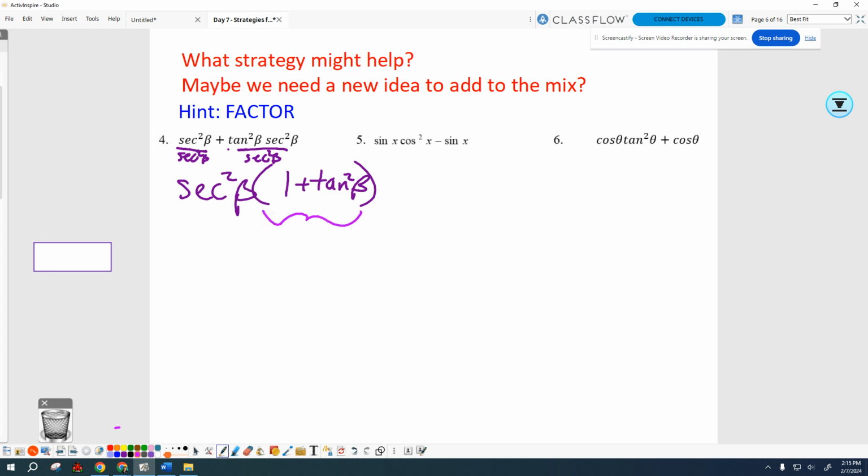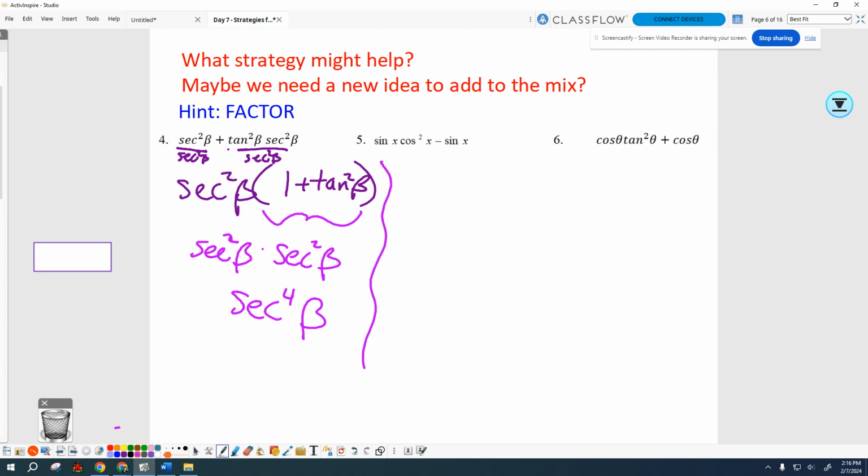So using that identity, secant squared times another secant squared, what does that become? To the 4th. 2 squared times 2 squared is 2 to the 4th, x squared times x squared is x to the 4th. Okay, so the hint on this is factoring.